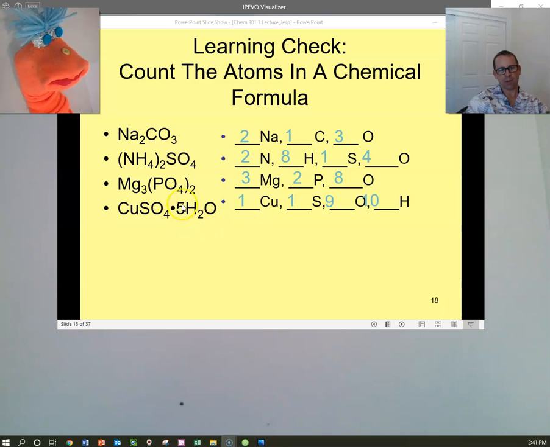Now remember, that 5 there is just for the water molecule. It means that there's 5 what? Water molecules for every unit of the CuSO4. What's the CuSO4? Copper sulfate. Yeah, it's 5 molecules of water for every copper sulfate.